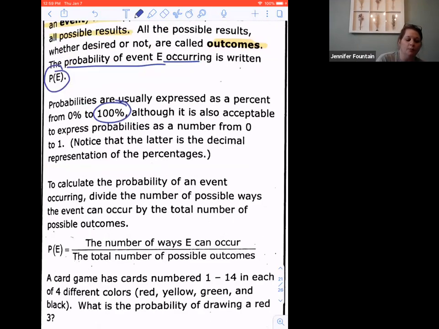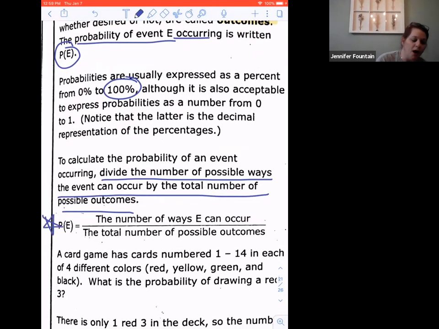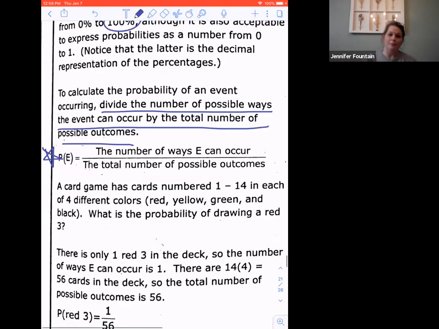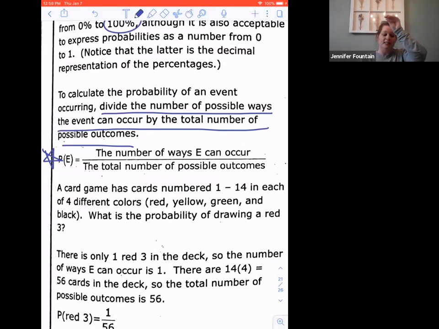It says to calculate the probability of an event occurring, you divide the number of possible ways the event can occur by the total number of possible outcomes. So here's our formula. The probability of an event occurring is the number of ways it can occur as the numerator, and the denominator is the total number of possible outcomes. Right now it probably doesn't make a lot of sense. We're going to put some numbers in there, and once you see it, you're going to go, that's not a big deal. It's really not anything to be intimidated by.